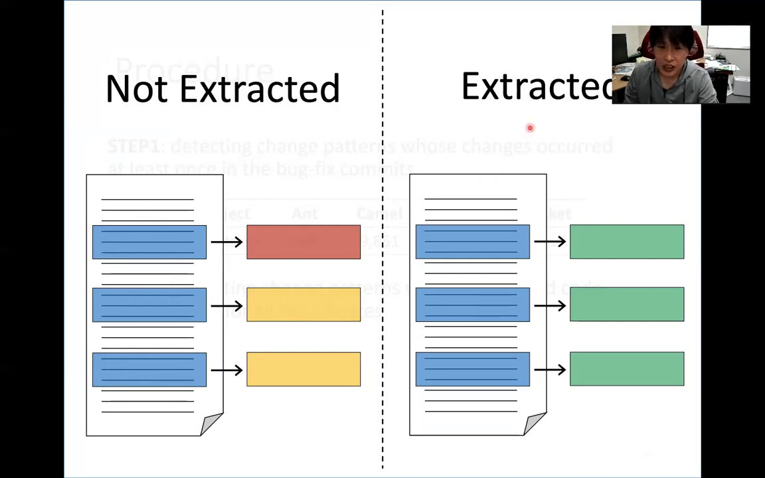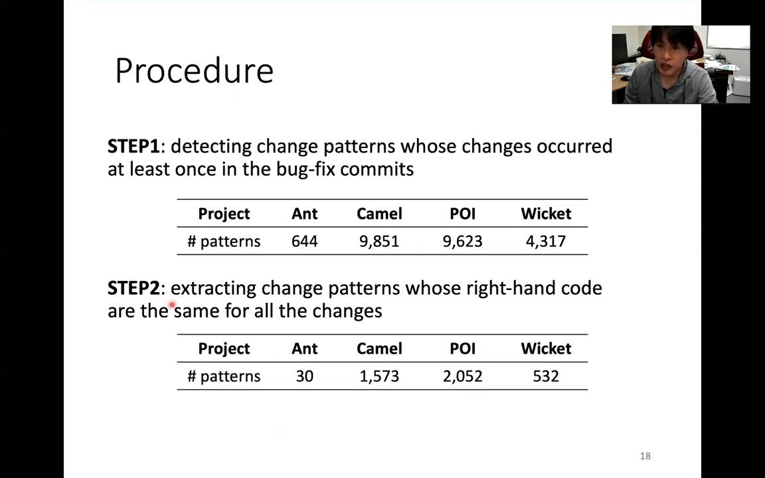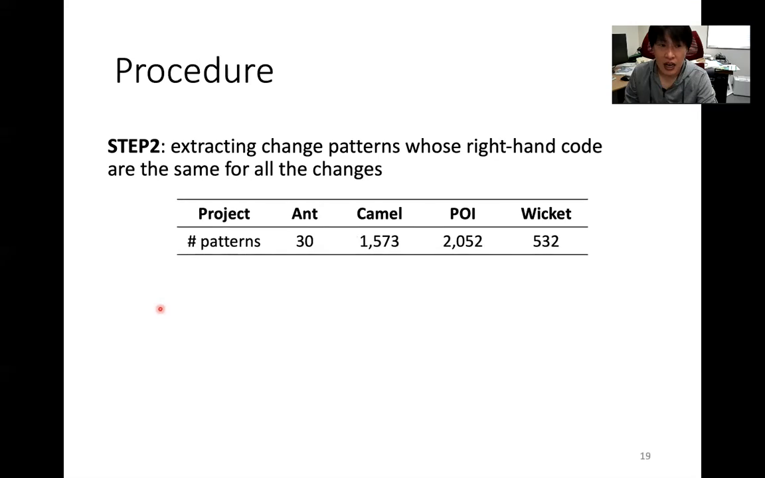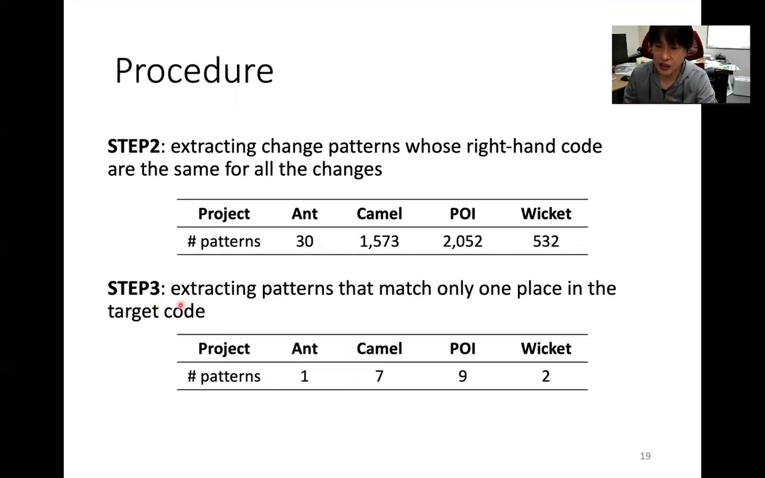And in the right side case, 3 code fragments are changed, and they are changed in the same way. In such a case, we use the change patterns. We obtained those numbers of change patterns as a result of step 2. Next, we detected potential bugs by using those change patterns. In this evaluation, we extracted patterns that match only one place in the target code.